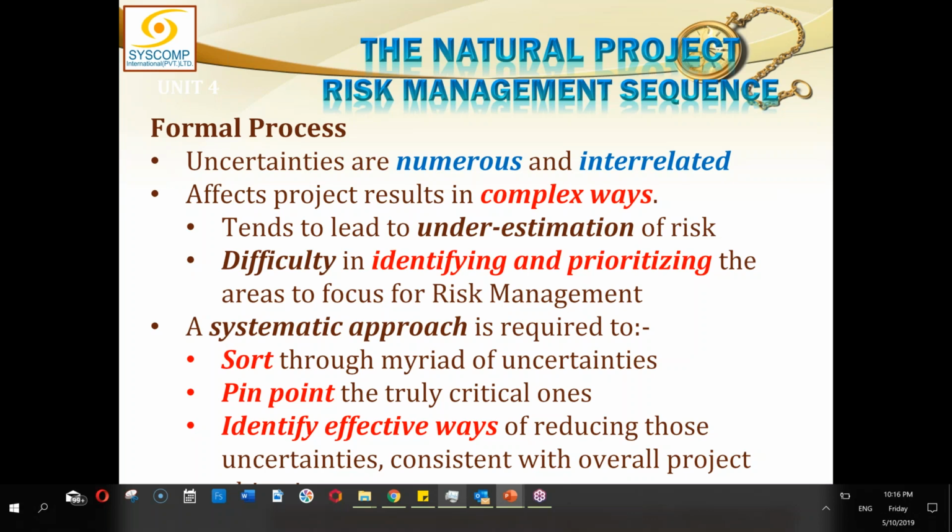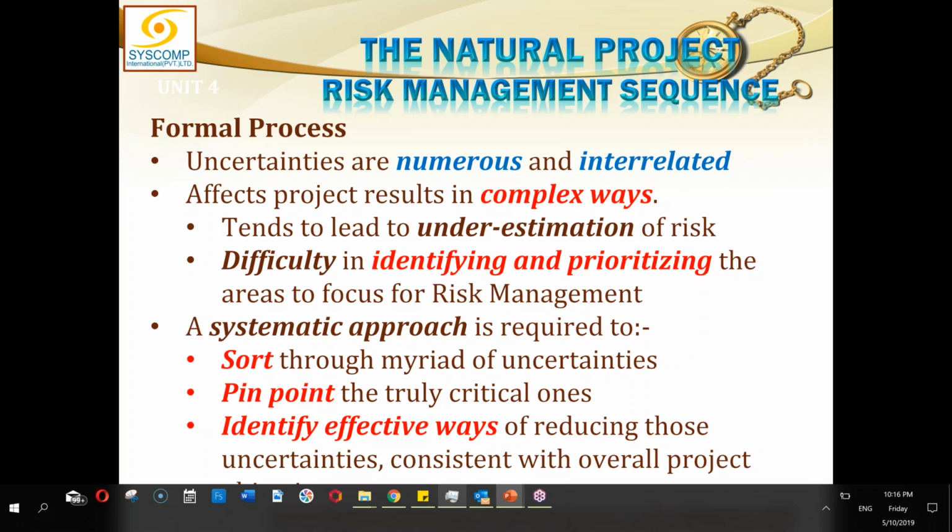Affects project results in complex ways. It tends to lead to underestimation of the risk, because if we are not considering the interrelationship of uncertainties, we may be having a myopic view, and we are just estimating for one possibility, and we are not considering other chain of possibilities ahead. So we can be underestimating. And there is a difficulty in identifying and prioritizing the areas to focus for risk management. A systematic approach is required to sort through the myriad of uncertainties.